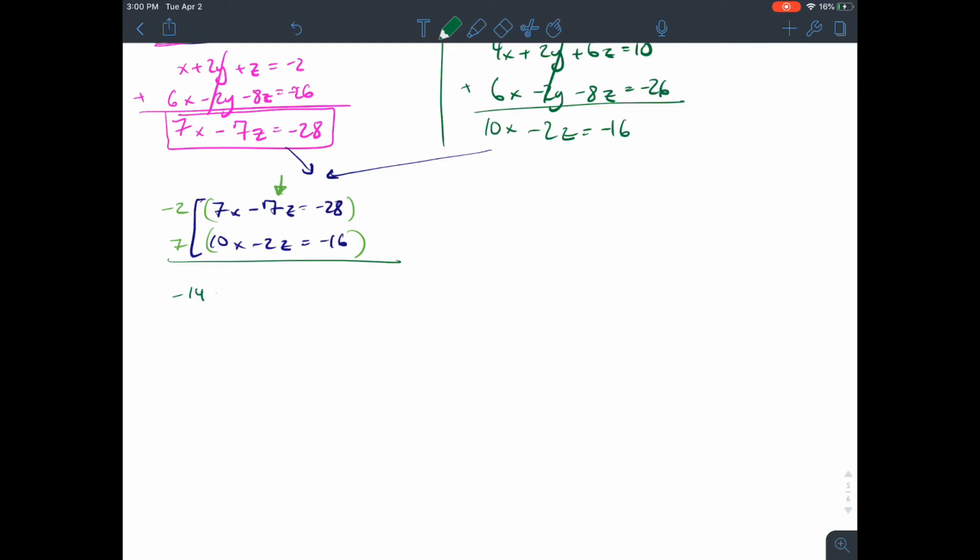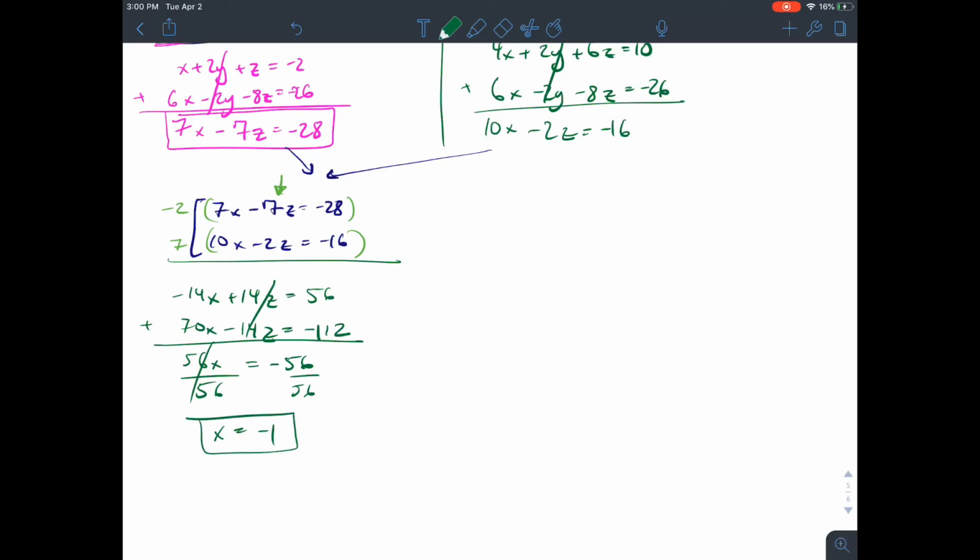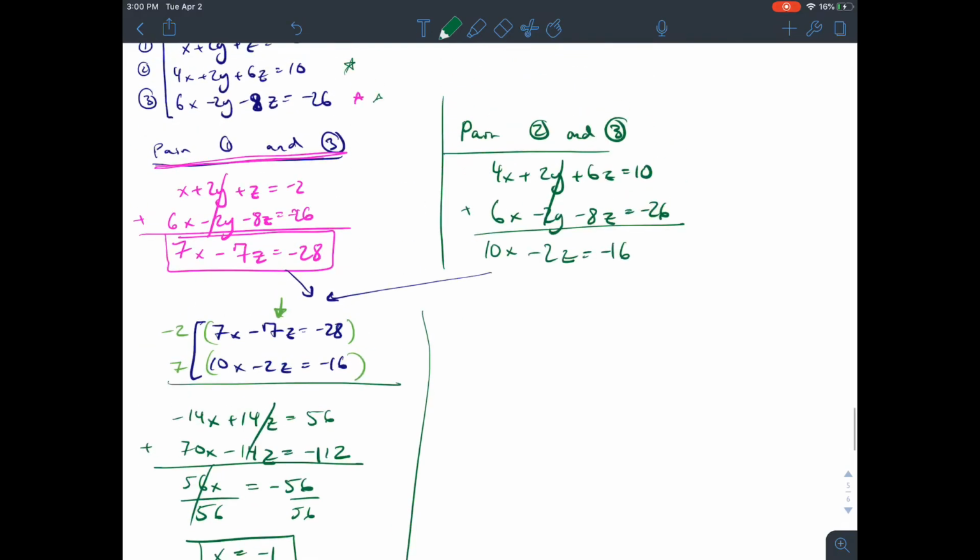So this will give us negative 14x plus 14z equals 56. 70x minus 14z equals negative 112. Adding these two equations, ooh, that doesn't cancel out, sorry. That gives us 56x. These cancel out, it equals negative 56. We divide by 56 on both sides, we get x is equal to negative 1. Finally, like a sign that we're doing the problem right. Because we got an integer value here, it feels good.